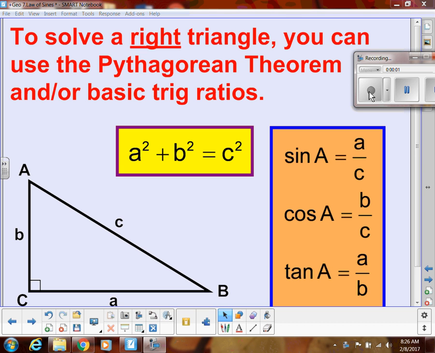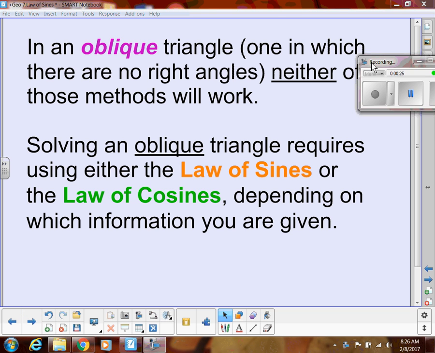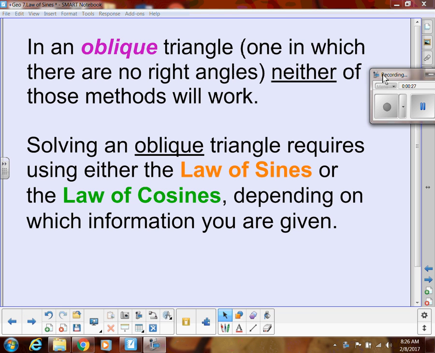So far in this unit, we've been working within right triangles, and we talked about in the last video that to solve a right triangle, we can use either the Pythagorean theorem and/or basic trig ratios to find all of the pieces. Now, if you have an oblique triangle, oblique just means that there are no right angles, then neither of those methods work. So we can't rely on SOHCAHTOA or the Pythagorean theorem.